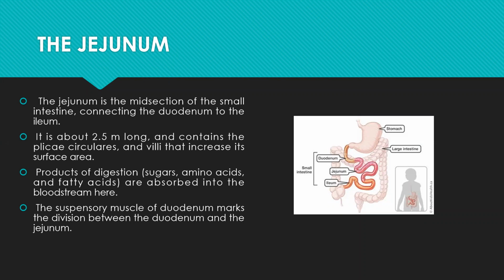that is the jejunum. See, the suspensory muscle of the duodenum marks the division between the duodenum and the jejunum. Clear? Some suspensory muscles will be present, of the duodenum, that mark the division between the duodenum and the jejunum.